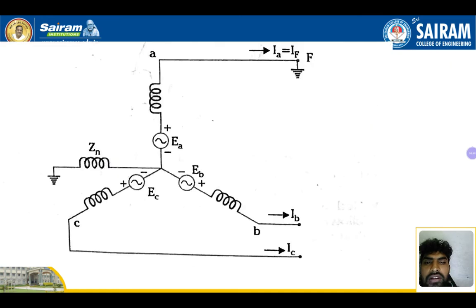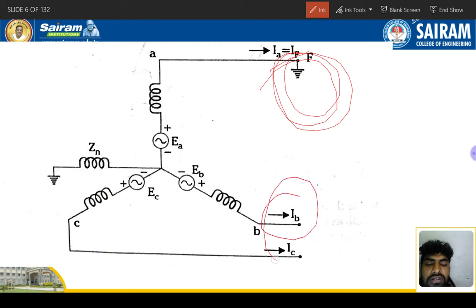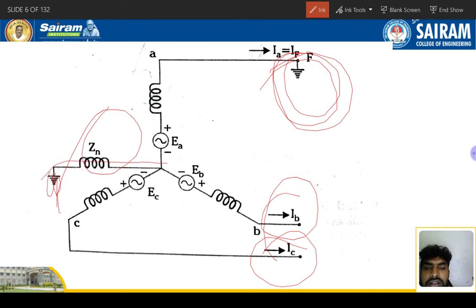Next we have one diagram here. See, there is a single line to ground fault. The single line is grounded over here, so Ia will be there, Ib is equal to 0, Ic is equal to 0. We have already taken these equations. Zn is the neutral impedance, so it is a star connected load, right? Star connected. Ea, Eb, Ec are the generating voltages in the generator.